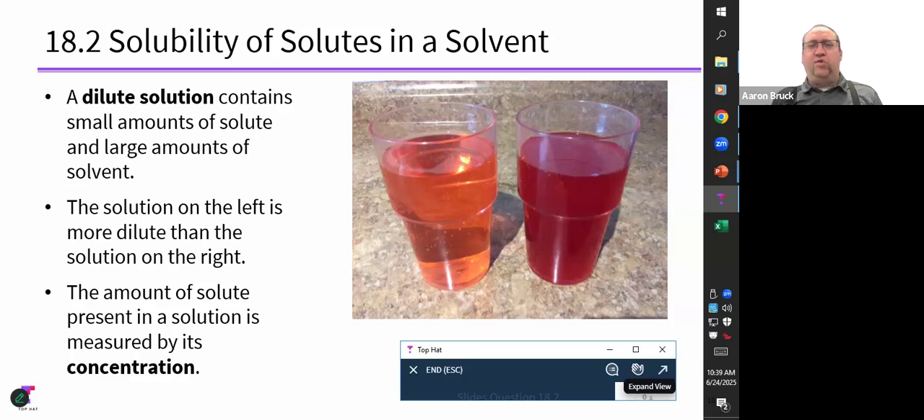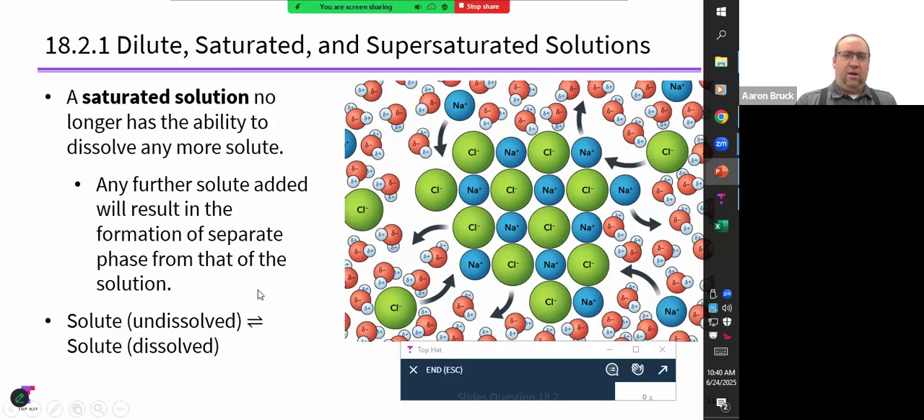But like I said, dilution and the phrasing of dilute versus concentrated, those are relative terms. We've used those terms in the laboratory. A dilute acid is 3 molar for sulfuric acid, but 6 molar for hydrochloric. Let's talk about some other terms that can be used, though, for describing solubility or lack thereof.